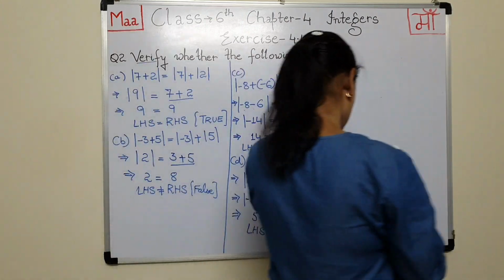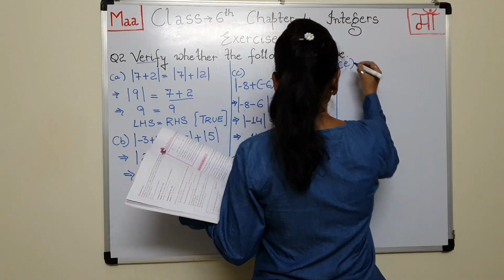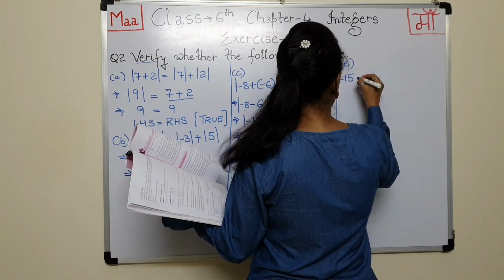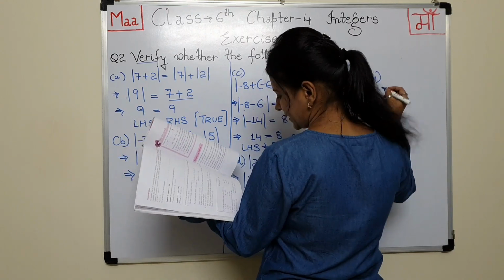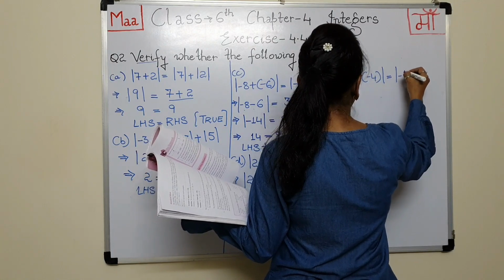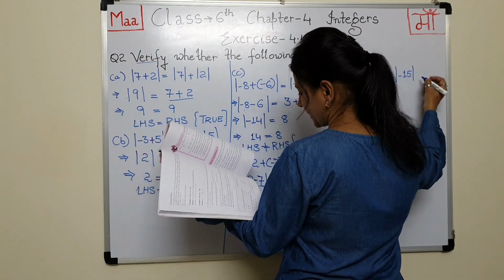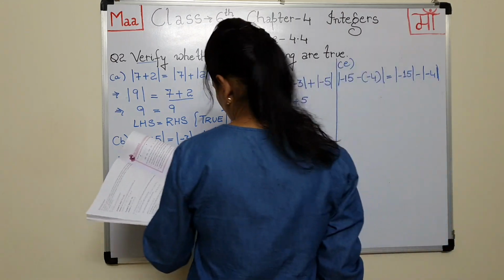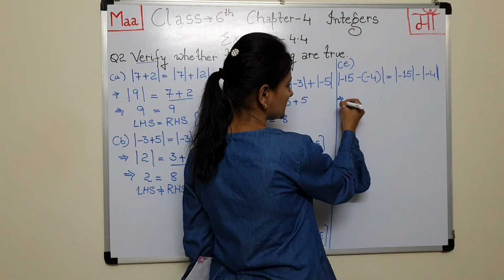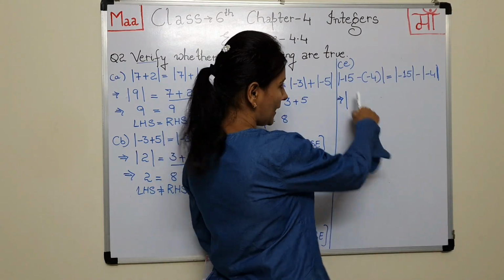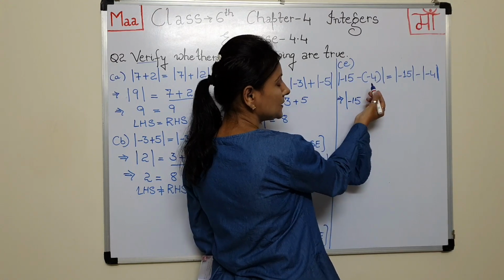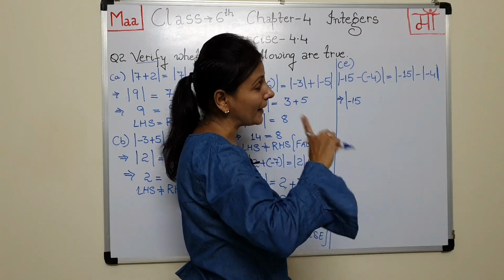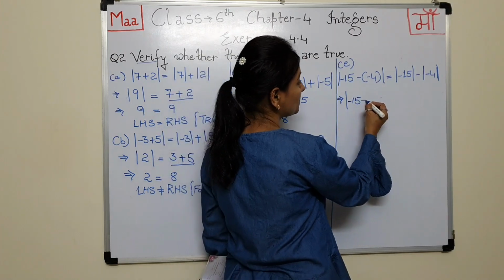Now let us move on to E part. So in E part it is in the bar minus 15, then minus, open the bracket, minus 4 inside the bracket, close the bar, then minus 15 and minus 4. So this is the question E part. Start solving it. See, firstly open the bar and then this minus 15 will come as it is. Then open this bracket. So you can see that outside the bracket minus sign, inside the bracket minus sign. So minus outside, minus inside. So it becomes plus in the next step.